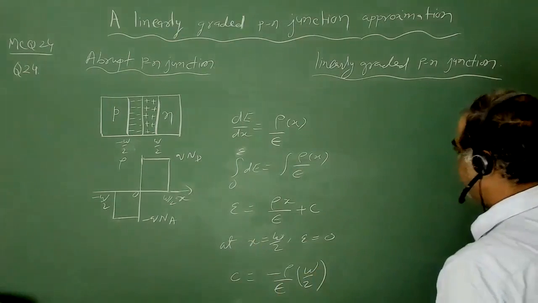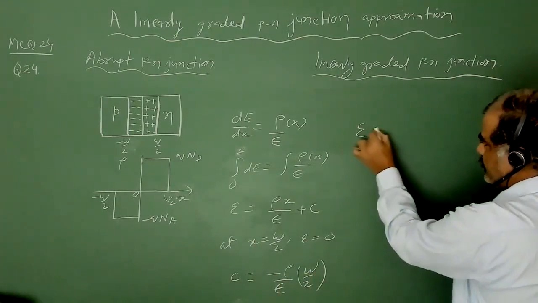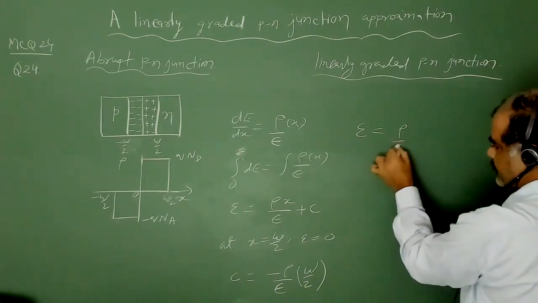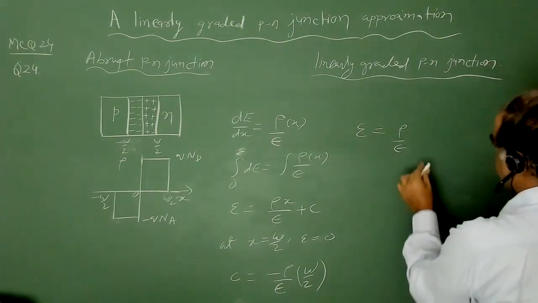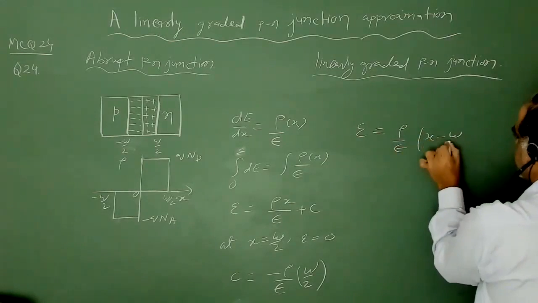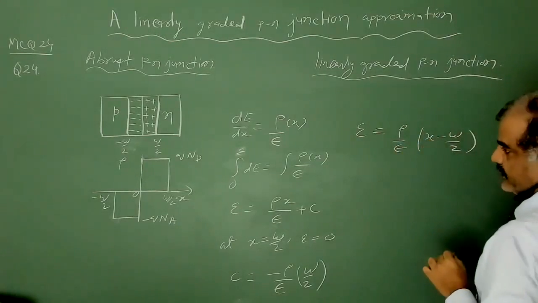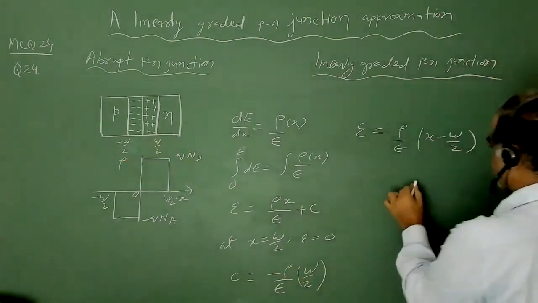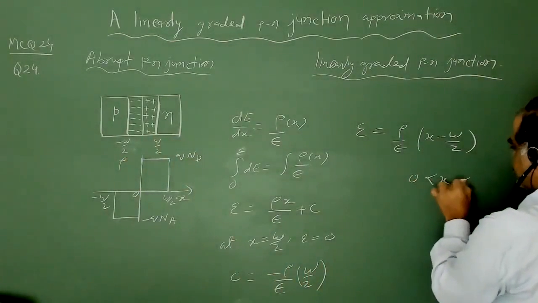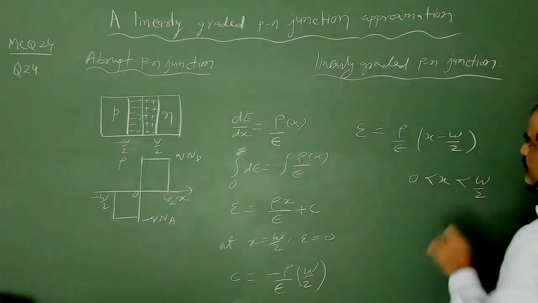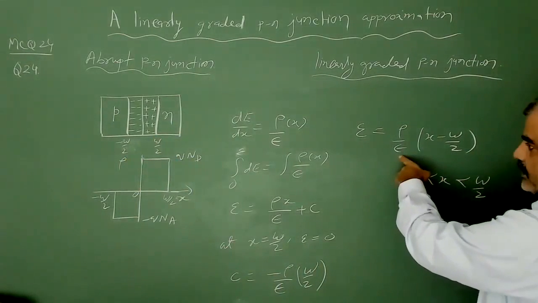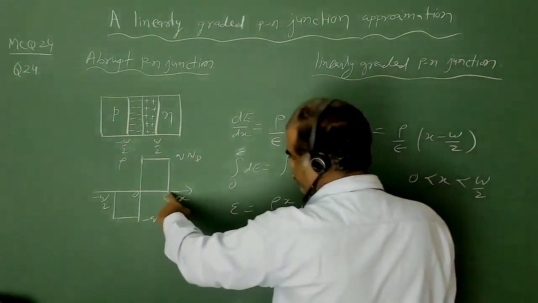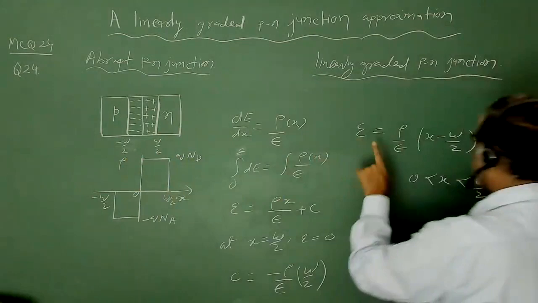If I calculate the E value, it will come out as rho upon epsilon times (x minus W by 2) for the region 0 to W by 2. So this is my electric field value. If I put x equal to W by 2, my E will become 0. If charge density is 0, the electric field also will be 0.